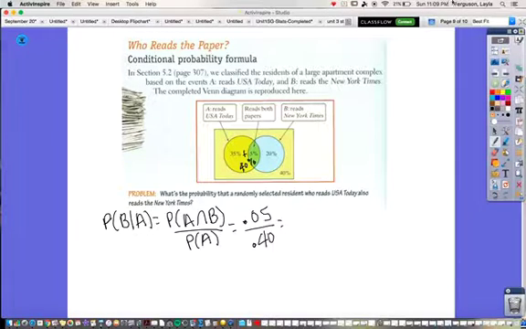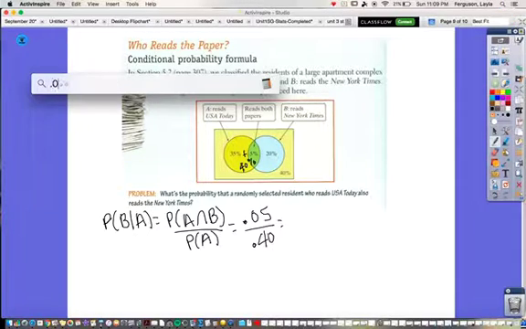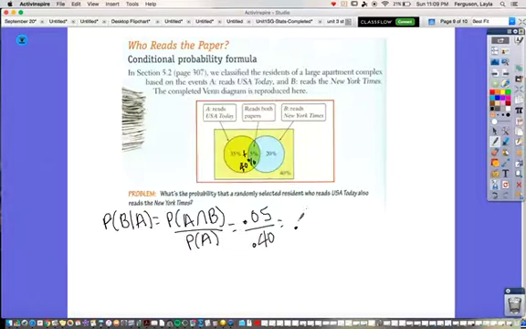So 0.05 divided by 0.40 gives us 0.125. So the probability that a randomly selected resident who reads the USA Today also reads the New York Times is 0.125. Which means that there's a 12.5% chance that a randomly selected resident who reads USA Today also reads the New York Times.